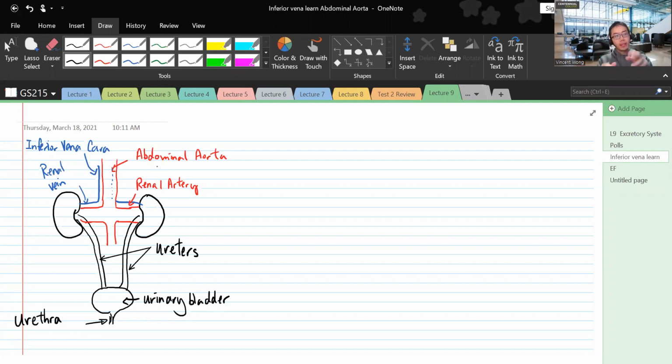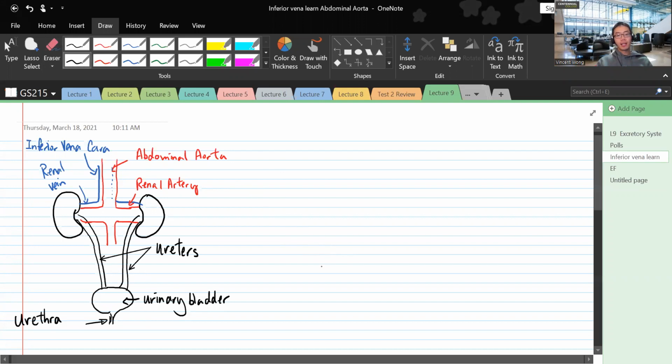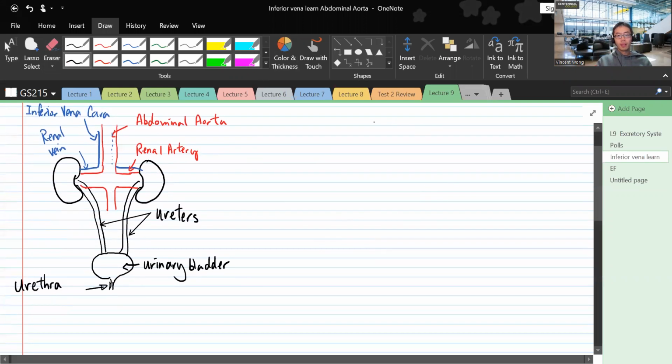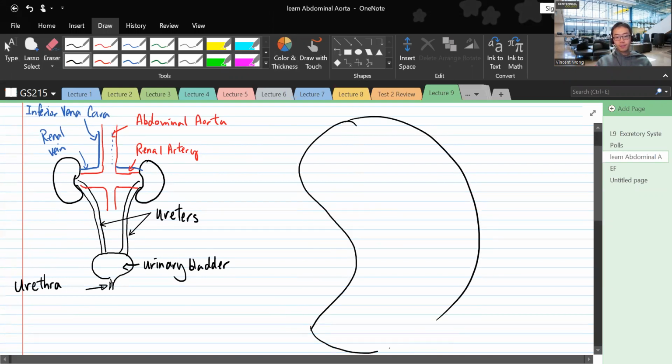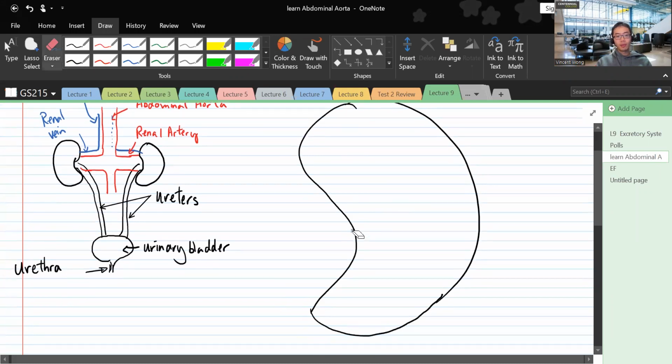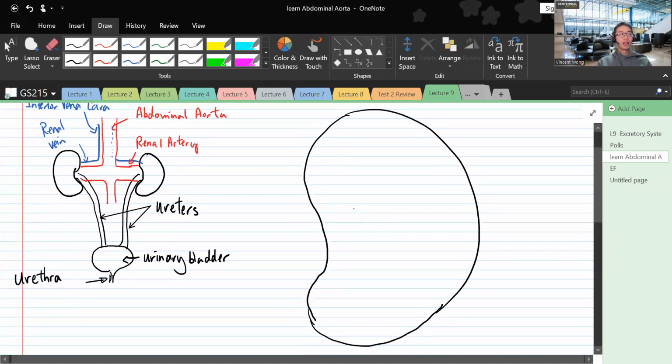Now we're going to zoom in into the kidneys and see more of the inside structures. So let's draw our nice kidney here. Let me try that one more time. It's not too nice, but it will have to do. Okay, maybe just try one more time. There we go. That's a little bit better.